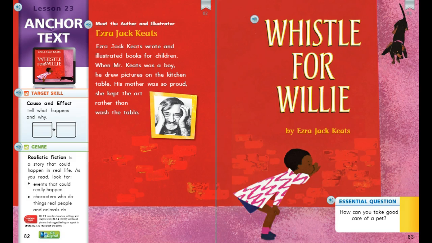Alright, now that you've previewed, predicted, and set your purpose, if I were going to set my purpose for reading this story, I see a boy, and he looks like he's whistling. And I wonder why in the world he's whistling. I also wonder who is Willie. It might be the dog, or it could be someone else. I'm going to read to find out why the boy is whistling, and who Willie is. Tell your learning adult at home your purpose for reading this story. And then you're going to pause the video and you're going to read the anchor text and then return to the video once you've read pages 84 through 103.